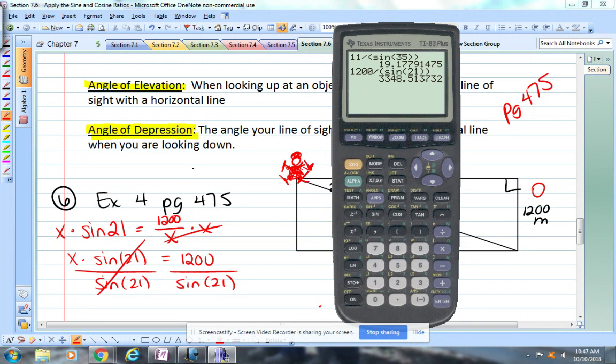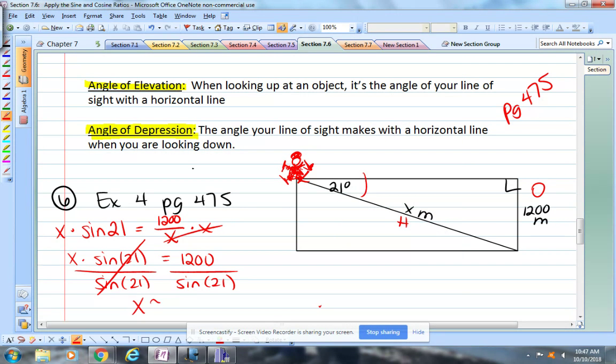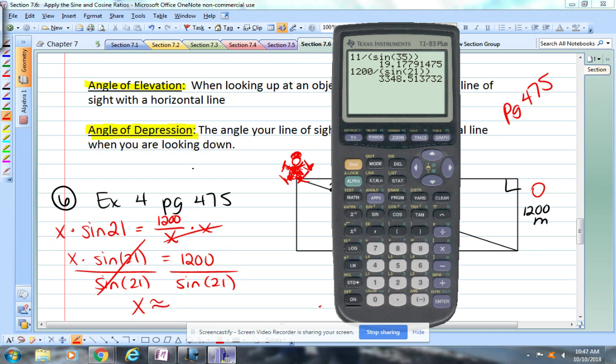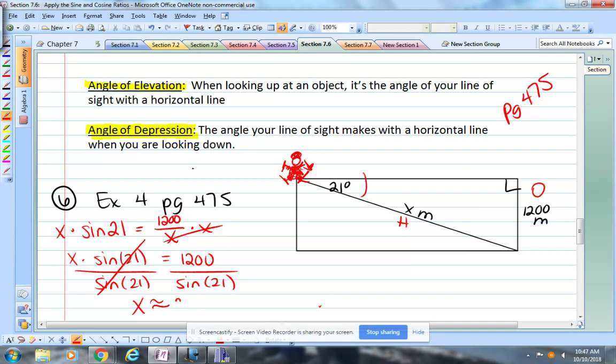Okay, so this is in meters, correct? So we're going to say we're at about 3,348.5 meters till we get down to the bottom of the mountain. So x is approximately 3,348. Yeah, because if you think about a mountain, that's a long way, right? So that's a couple of miles, probably. I would roll down the mountain. I'm not a good skier.